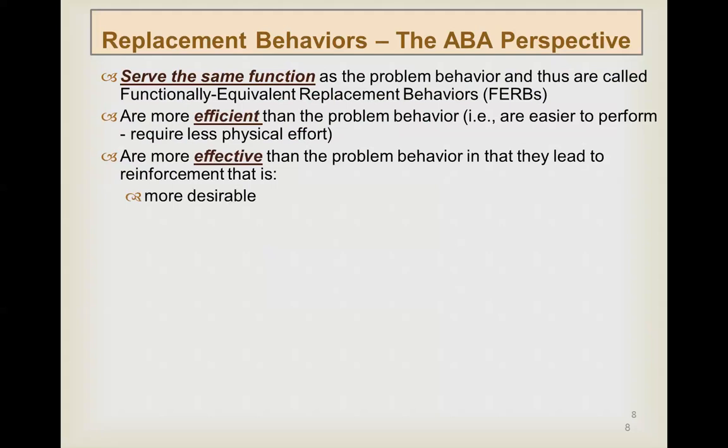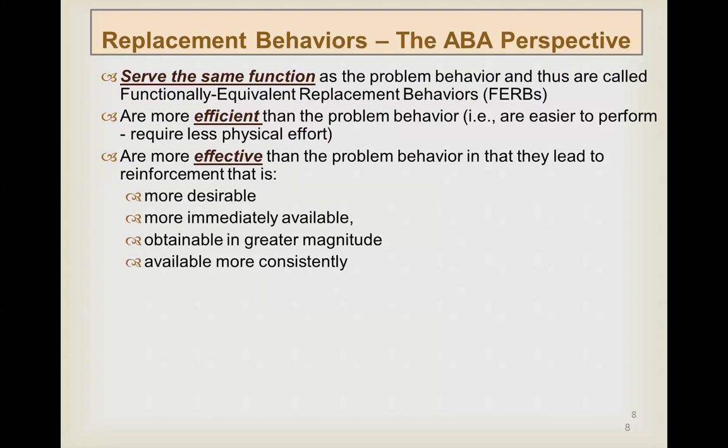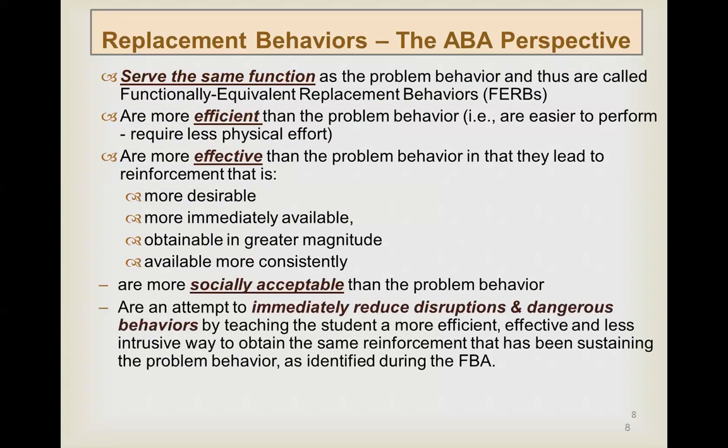Right, so the reinforcement the student gets has to be more desirable, it has to be more immediate, and it has to occur in greater magnitude, or behavior change doesn't happen. It has to be available more consistently. Replacement behaviors are more socially acceptable, and it's an attempt to not get the child to necessarily give up access to the reinforcement that they find rewarding, but to make their behavior more acceptable and livable within the classroom setting.